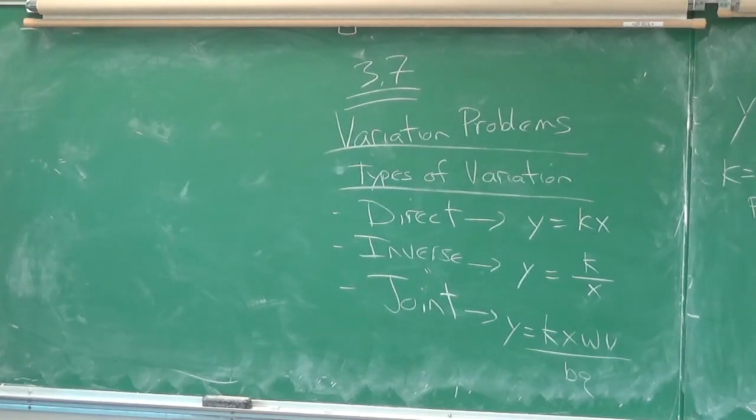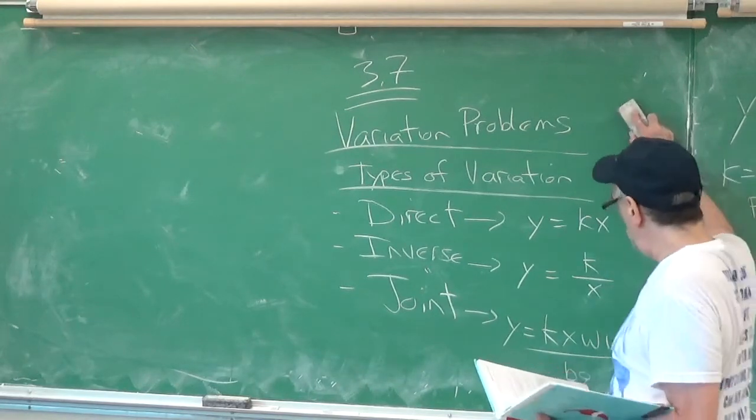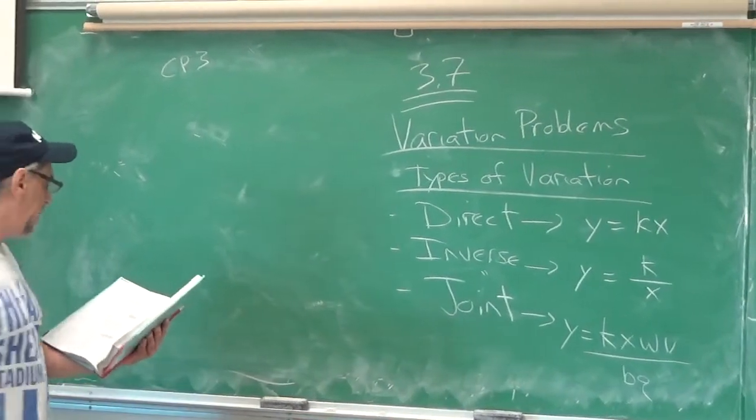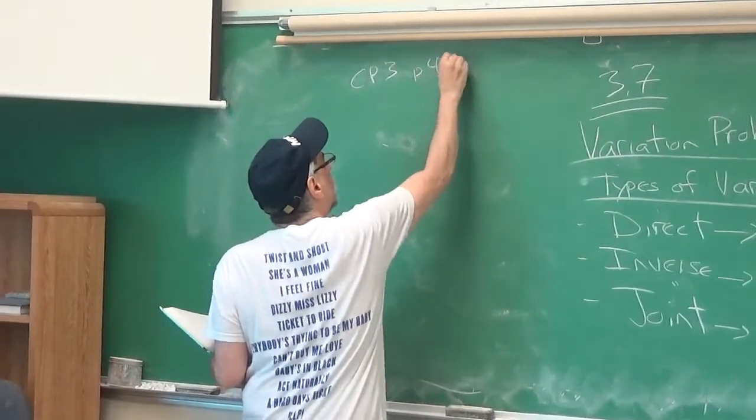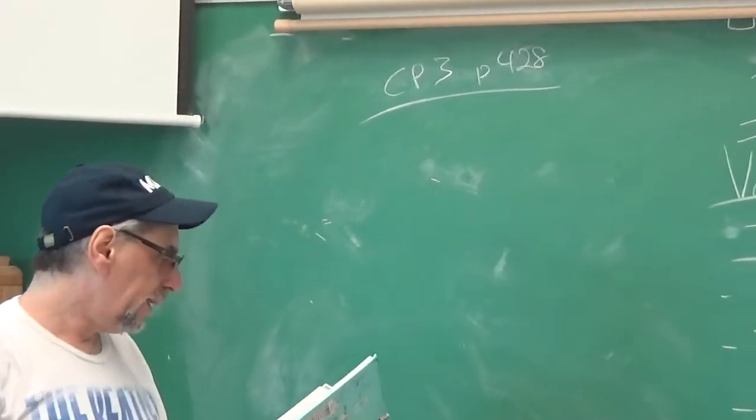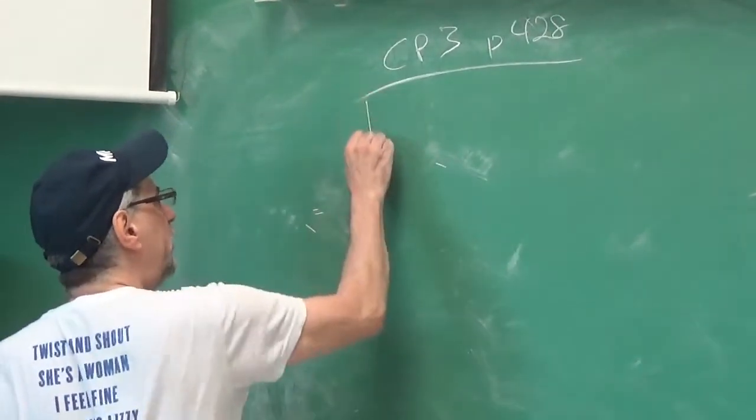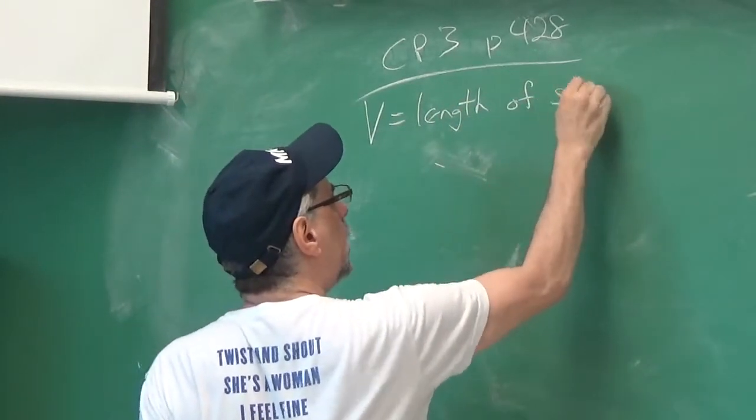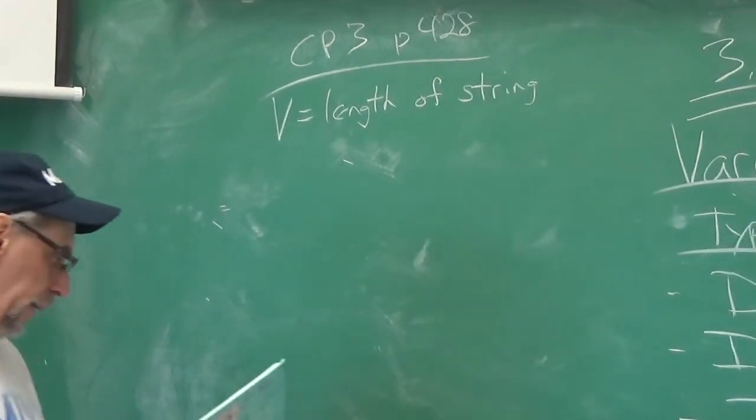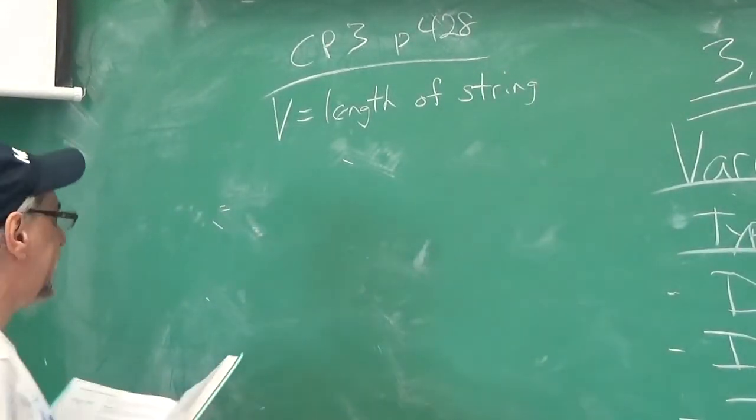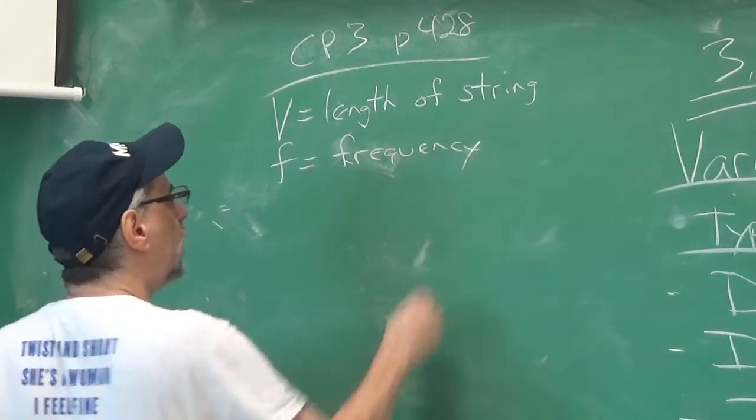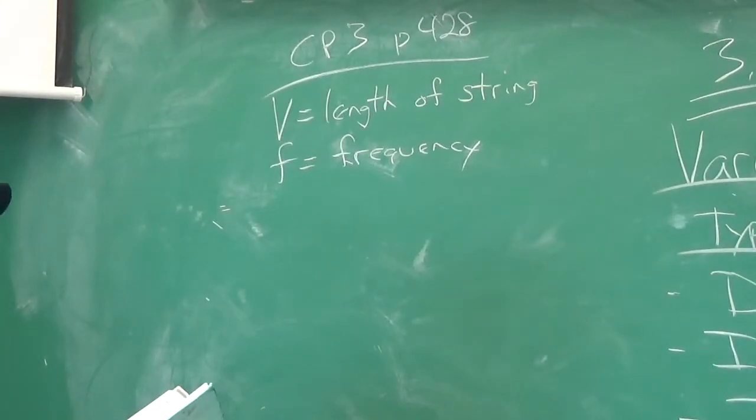How about we look at checkpoint 3. Let's leave that there for now. Checkpoint 3 on page 428. Okay, the length of a violin string. We'll call that V, length of string. And it says it varies inversely as the frequency of its vibration, so we'll let F be frequency. Label things, it's always good to make things clear.